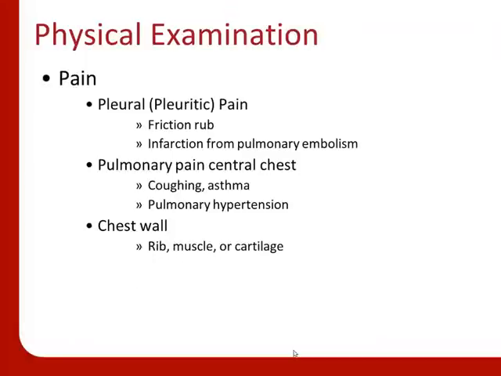Are they having pain? Some patients will have pleuritic chest pain associated with their symptoms. If you hear a friction rub, then you always worry about some pleurisy or some pleural process, but it may also be related to pulmonary infarction from a pulmonary embolism. If they have central pulmonary chest pain, it may just be related to coughing and asthma. It may be related to pulmonary hypertension. It's not as useful a sign. And then chest wall pain, you think more neuromuscular, or you think more musculoskeletal sources.